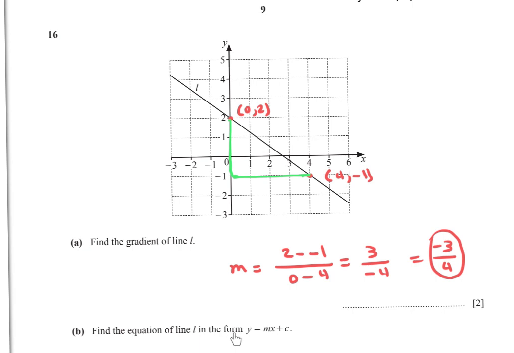Find the equation of the line L. We need to find the equation of the line L. We have m, now we need to find c. c, the y-intercept, is 2. So the equation of the line is y equals negative 3 over 4 x plus 2.